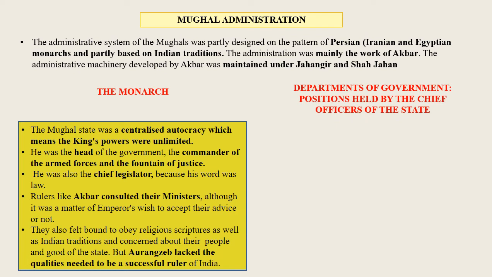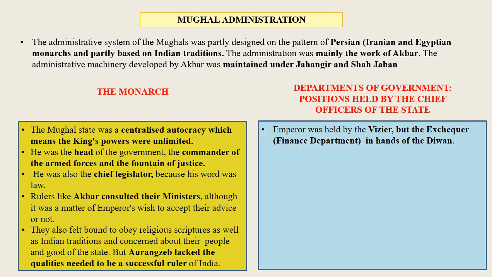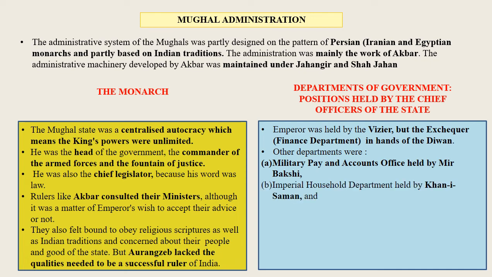Departments of government: position held by chief officers of the state. The highest position below the emperor was held by the vizier, but the exchequer, the finance department, was in the hands of Diwan. Other important departments were the military pay and accounts office held by Mir Bakshi, the imperial household department held by Khan-e-Zaman, and the judiciary under the chief Qazi.